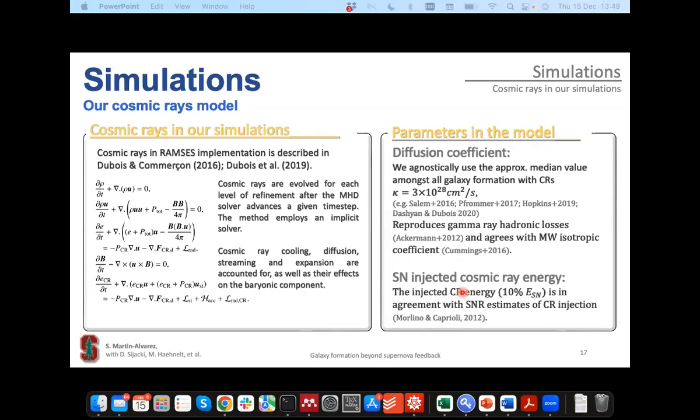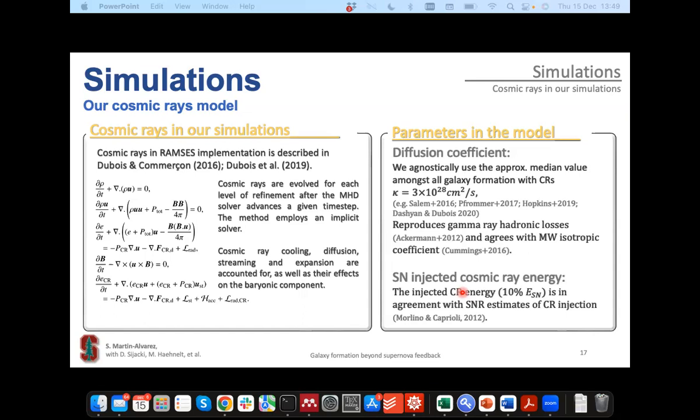So these numbers are expected to range between just close to 10 to the 27, up to about 5, maybe even higher, 10 to the 29 centimeters squared per second. This is based on local observations of the gamma rays, hadronic losses that you have in the Milky Way, the spallation of cosmic rays, and so on. And you can see that these observations tend to range between 10 to the 27 and 10 to the 29.